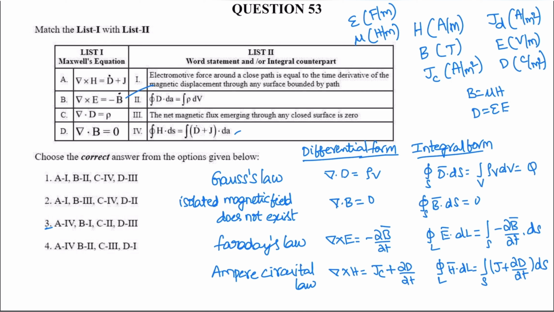For C, del dot D is equal to rho v, so it is option 2, integral form. Next, del dot B is 0. It is Gauss law for magnetic field: the net flux emerging through any closed surface is 0. So the correct option is 3. A is 4, B is 1, C is 2, and D is 3.